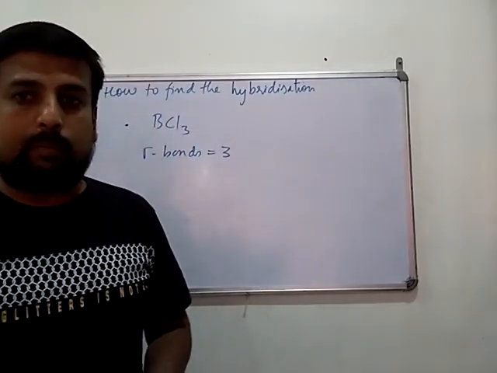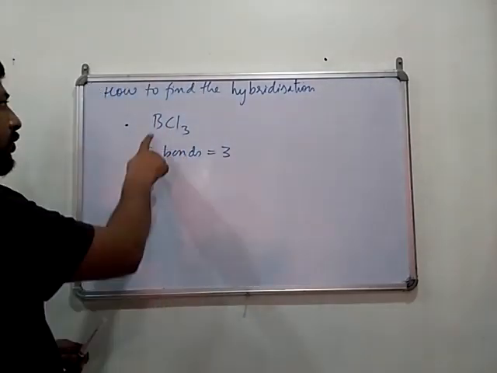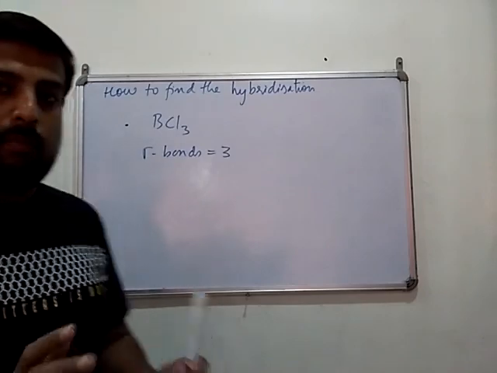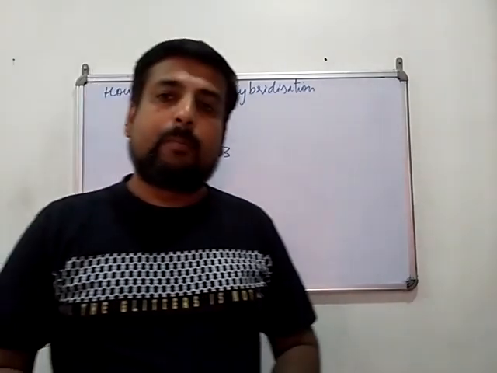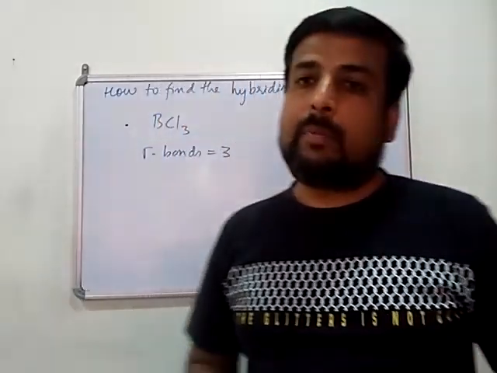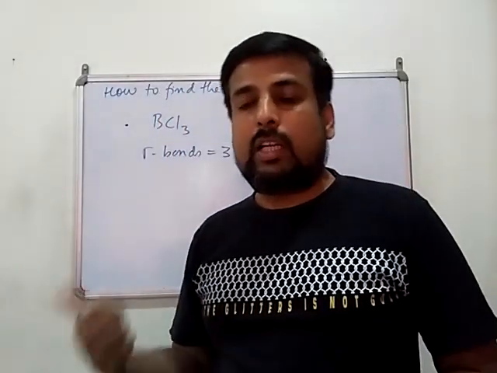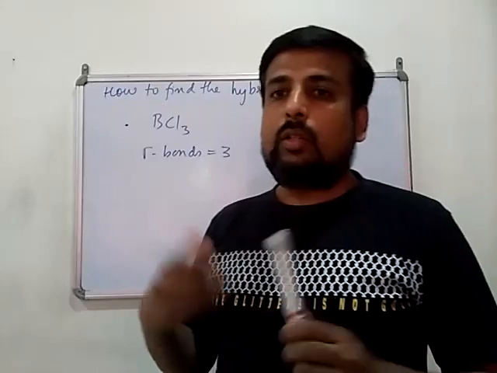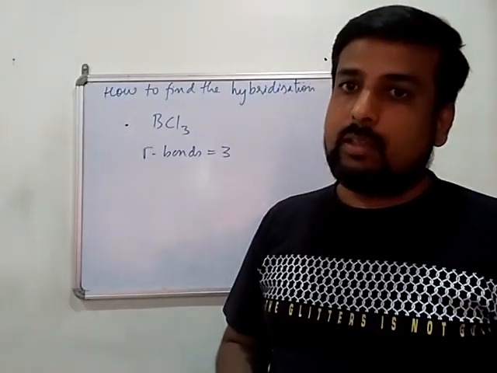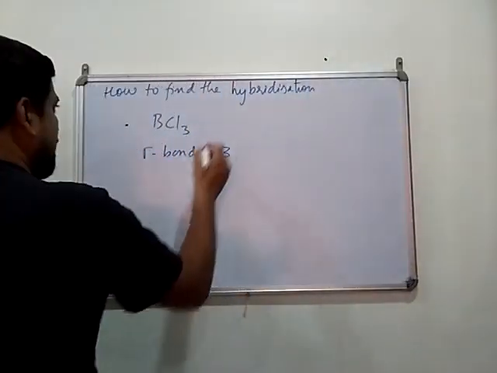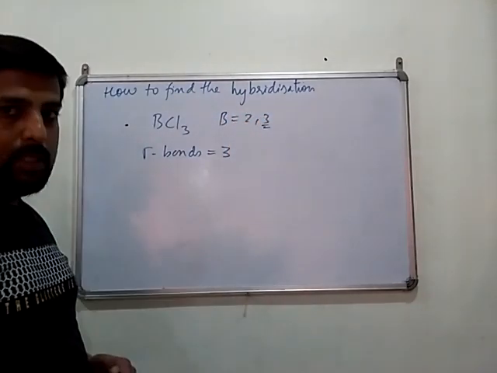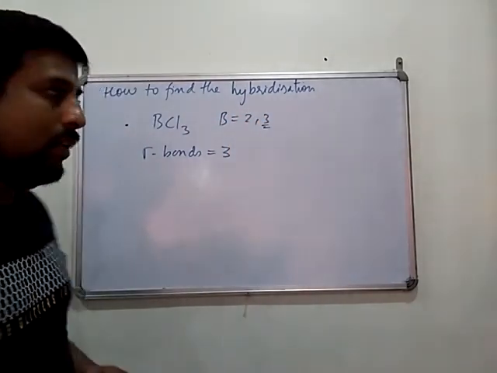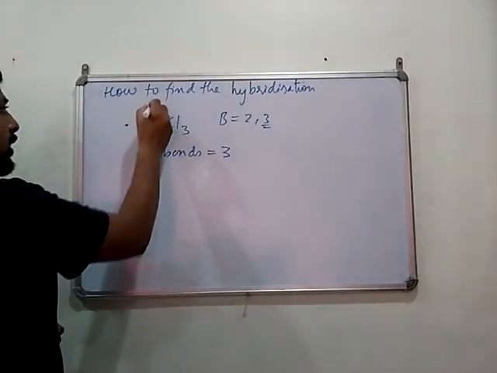Now we have to find the lone pairs. For this, we have to see which group of the periodic table boron belongs to. Boron belongs to group 13 of the periodic table, so it will have 3 electrons in the outermost shell. Or you have to know the electronic configuration of the boron atom. Boron has the electronic configuration 2, 3. That means it will have 3 electrons in the outermost shell.